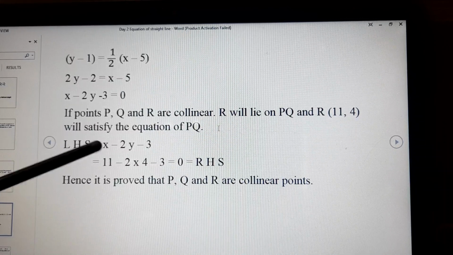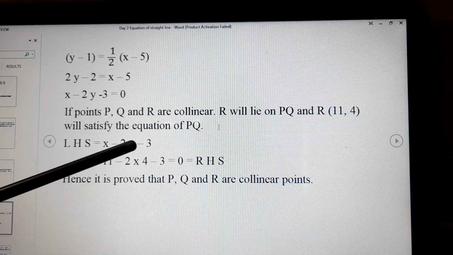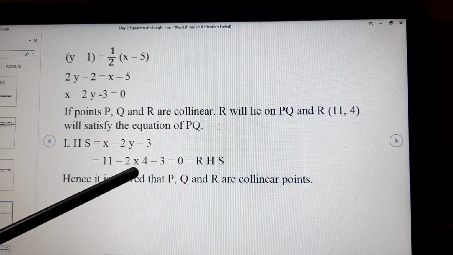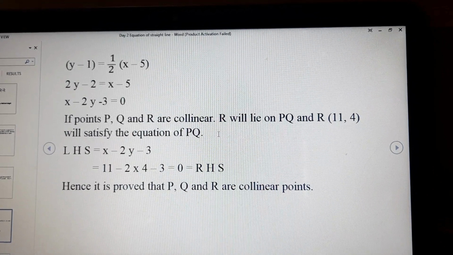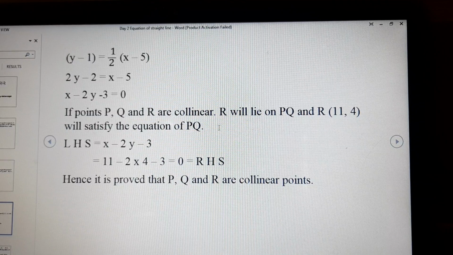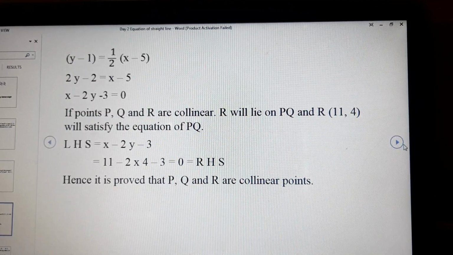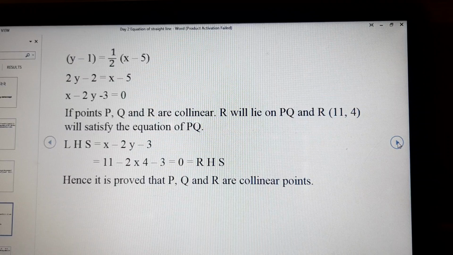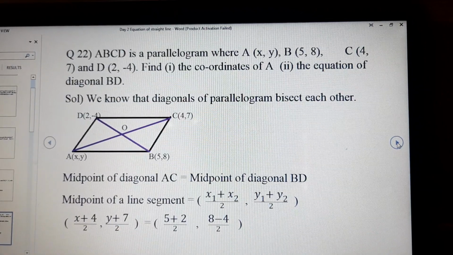So we'll write LHS: x minus 2y minus 3. X is replaced by 11, y is replaced by 4. This is a multiplication sign. And if we solve, we are getting 0. That means LHS and RHS are equal. It shows that R satisfies the equation of PQ. It means R will lie on PQ. It means P, Q and R are collinear points.